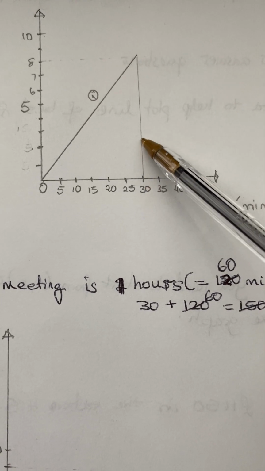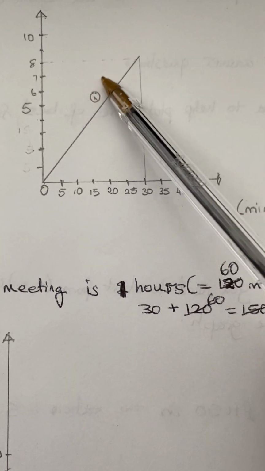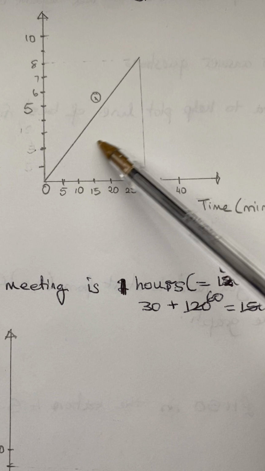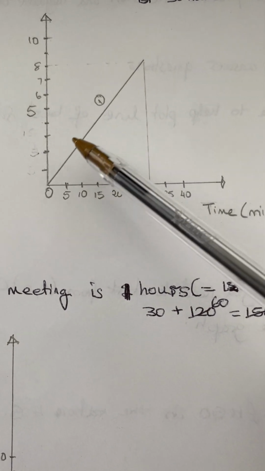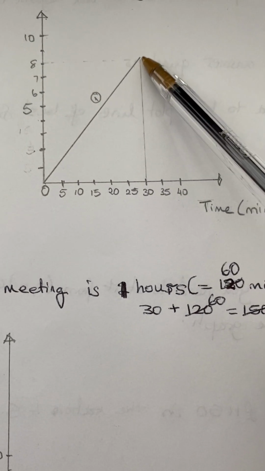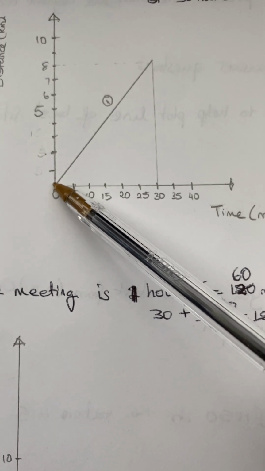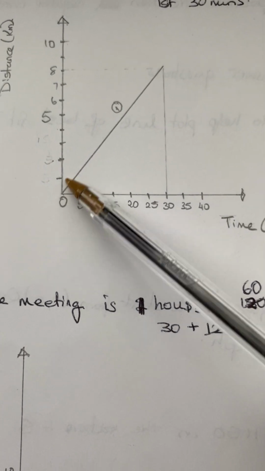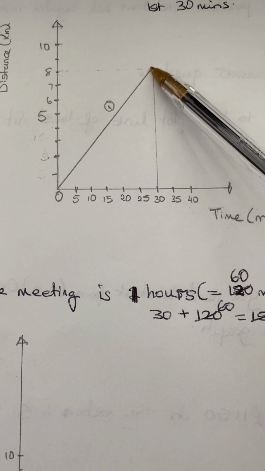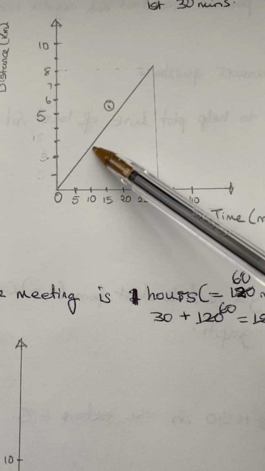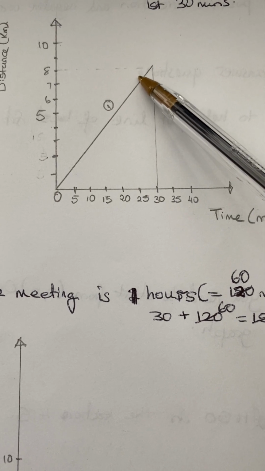So I use broken lines or a faint line. You can use broken lines, but this is not part of the graph, so make it as faint as possible. And then this is where she gets to. So from her house, she travels 8 kilometers, and it takes her 30 minutes to get to the meeting. From 0, I draw my line. So this is her first travel journey.